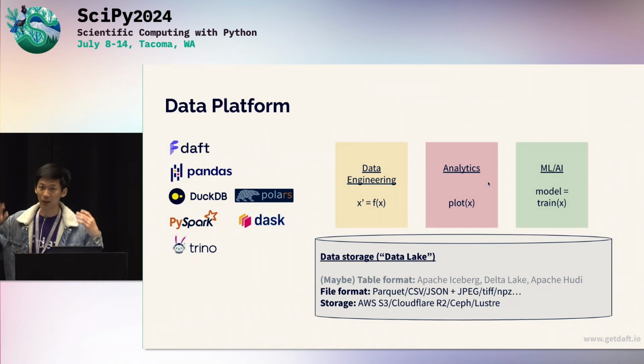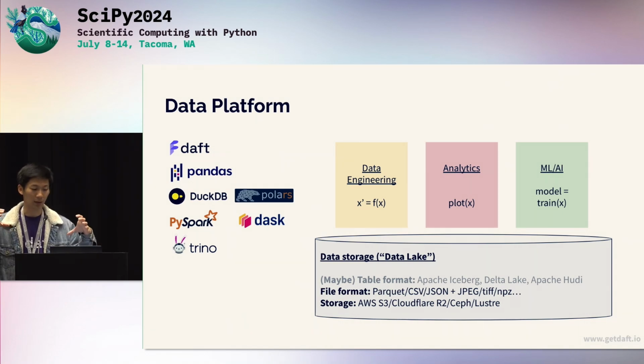So when we think of even scientific computing, when I worked with researchers and scientists, it all kind of looks like this, where you have your storage layer and then your compute layer, right? On the storage layer, in industry we'll call this the data lake. You have storage, whether that's AWS S3, Cloudflare R2, these are object storage, or you might be familiar with Ceph, Lustre, distributed file systems. That's where you store your data.